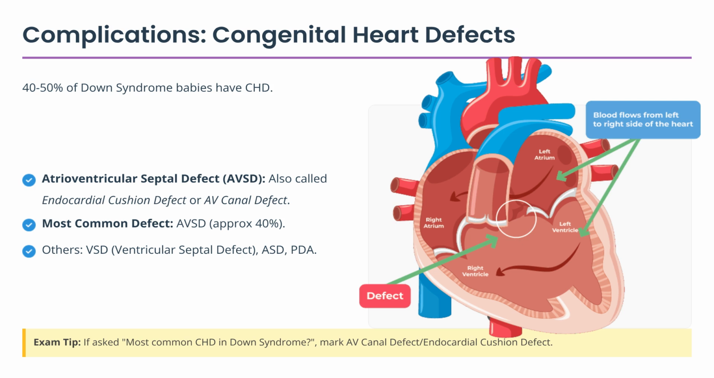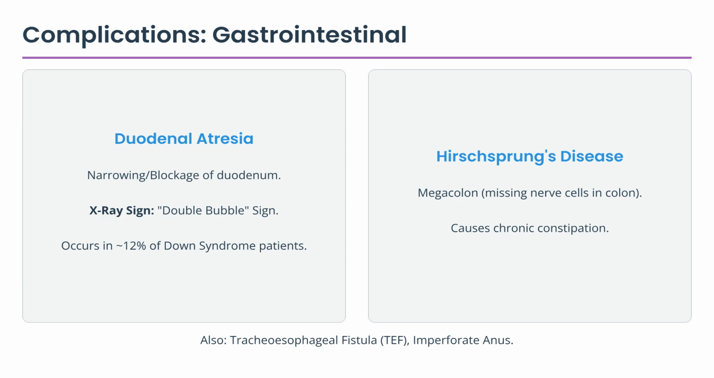Congenital heart defects affect 40 to 50% of babies with Down syndrome. The most common is the atrioventricular septal defect, also known as the AV canal defect. Gastrointestinal complications include duodenal atresia, which shows a double bubble sign on an X-ray. Hirschsprung's disease, causing chronic constipation, is also a risk.